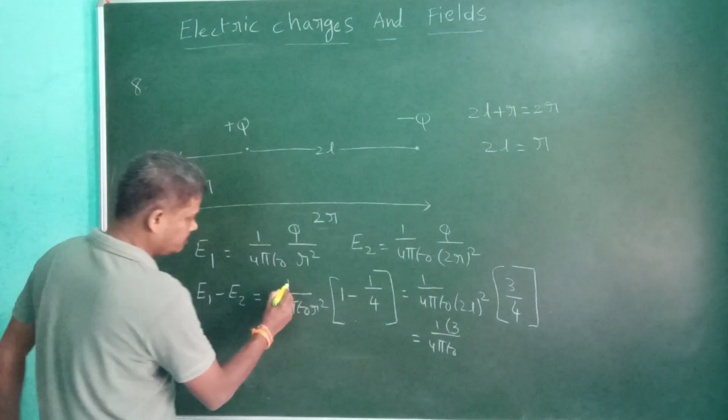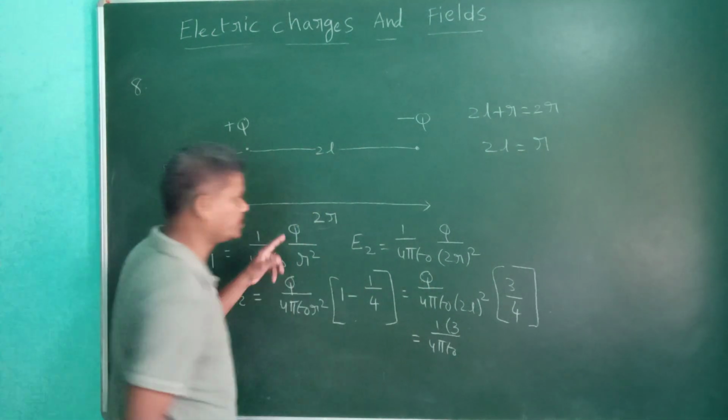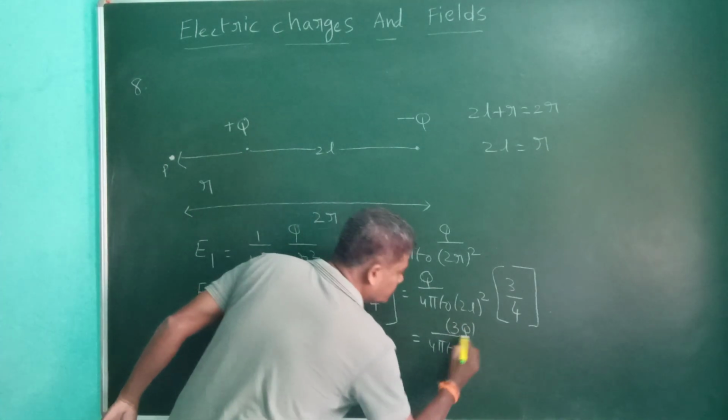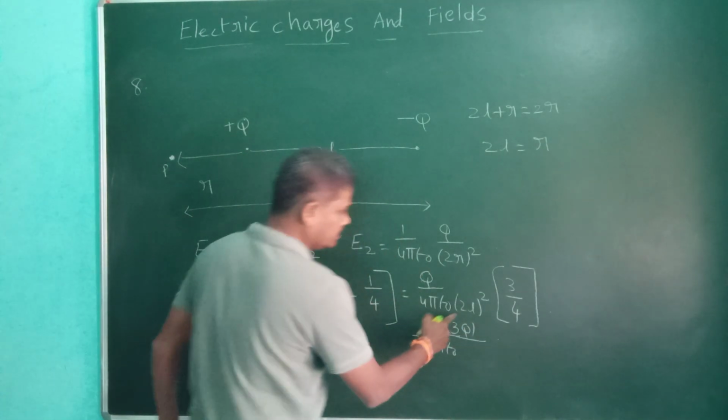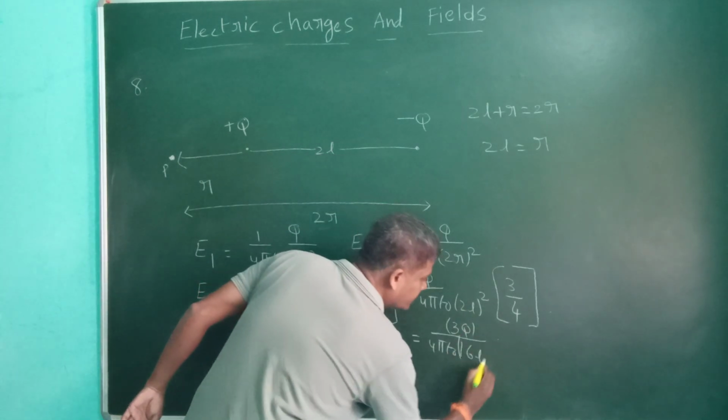Here Q is missing, this Q I am writing here, that is 3Q divided by 4 pi epsilon naught, 4 into 4 is 16 L square.